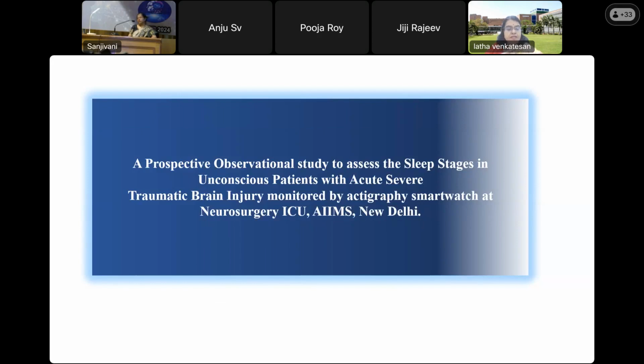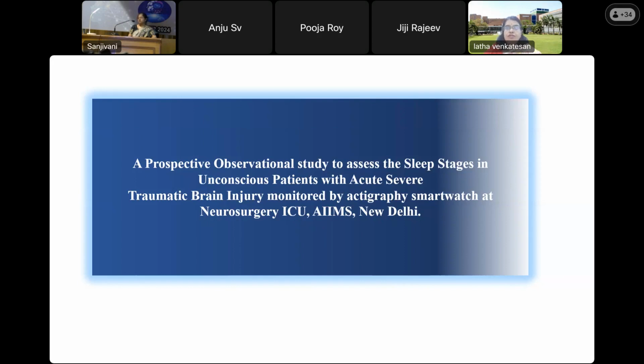One of my MSc nursing students last year did a prospective observational study to assess the sleep stages in unconscious patients with acute severe traumatic brain injury, monitored by an actigraphy smartwatch at the neurosurgery ICU of AIIMS New Delhi. How she did it was, we used a smartwatch which was placed on the hands of unconscious patients who were suffering from TBI, traumatic brain injury.